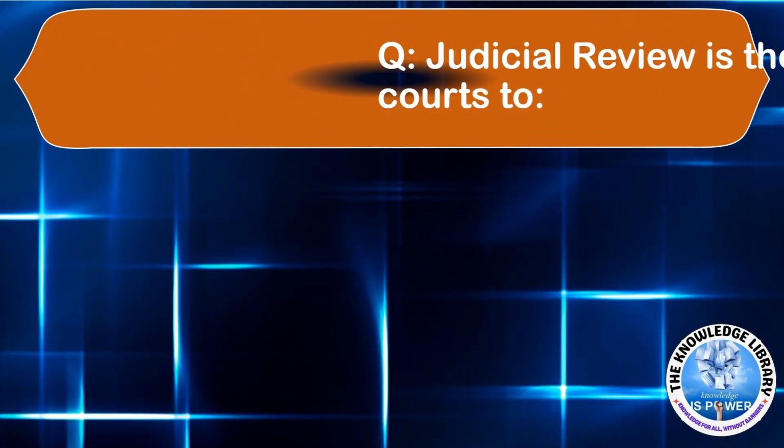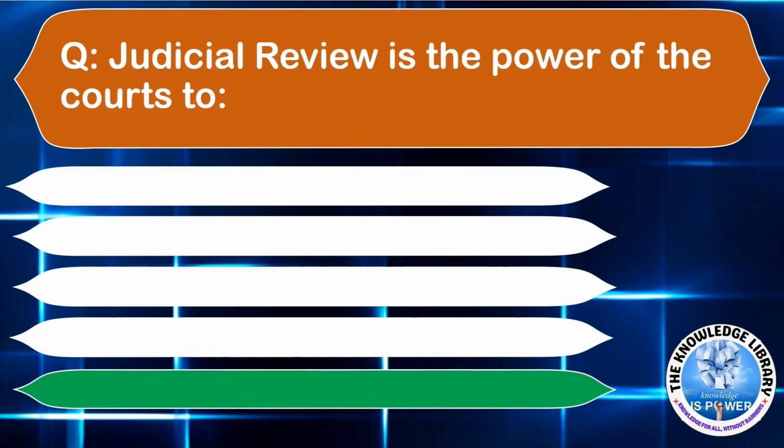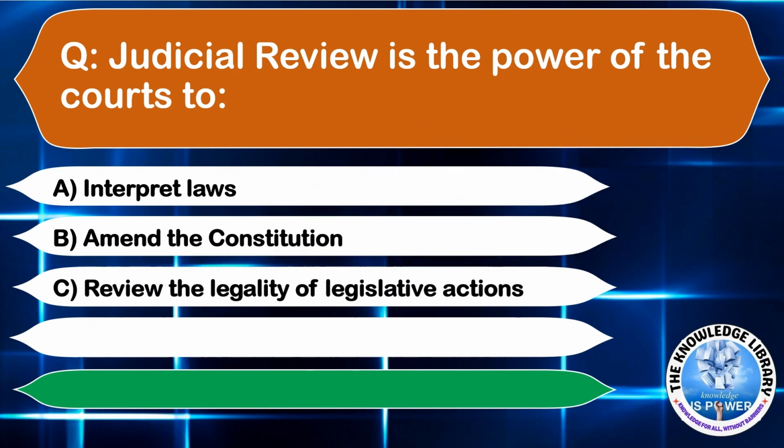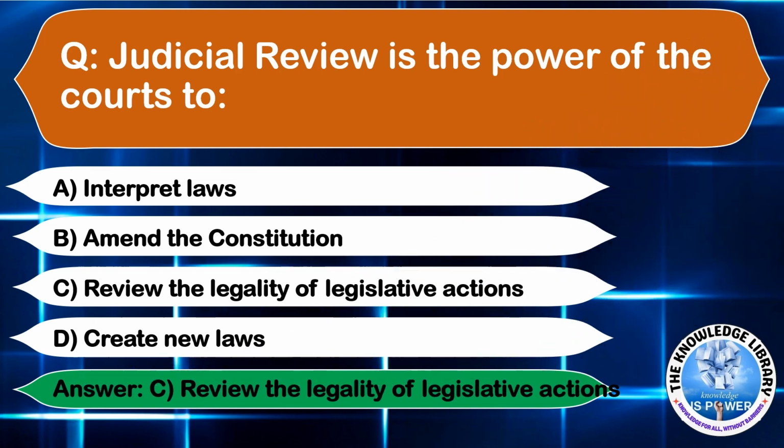The next question is, judicial review is the power of the courts to, option A, interpret laws. Option B, amend the constitution. Option C, review the legality of legislative actions. Option D, create new laws. Correct answer is option C, review the legality of legislative actions.